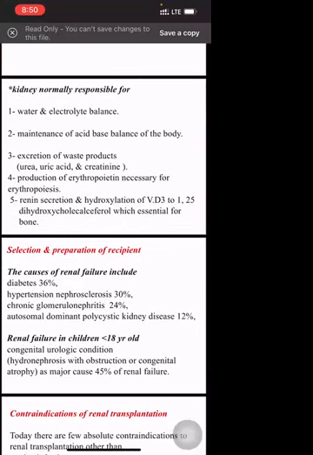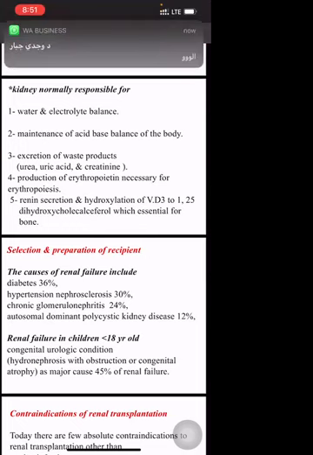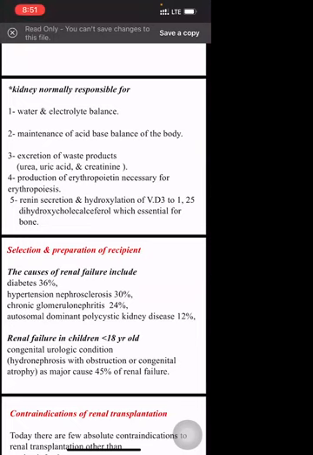The kidney is normally responsible for, number 1, water and electrolyte balance, maintenance of acid-base balance of the body, excretion of waste products such as urea, uric acid, and creatinine, production of erythropoietin necessary for erythropoiesis, renin secretion, and hydroxylation of vitamin D3 to 1,25-dihydroxycholecalciferol, which is essential for bone. So these are the functions of the kidney.